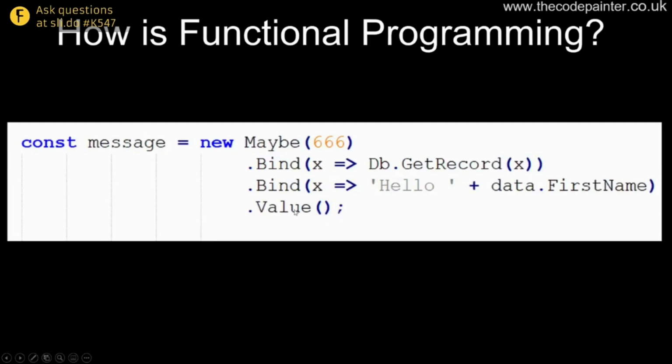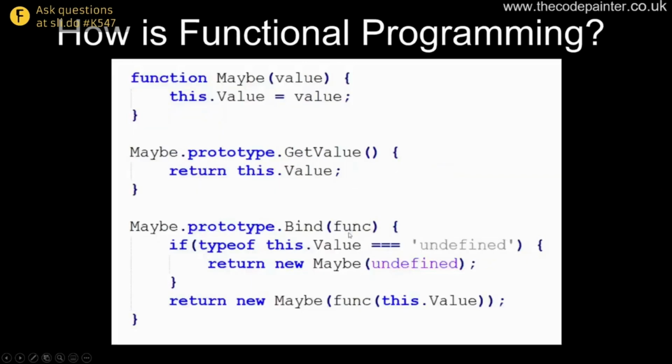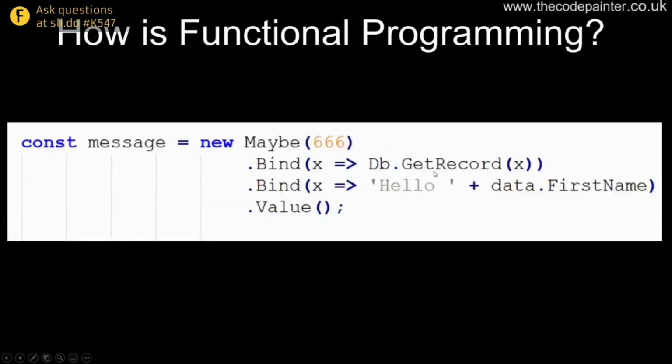But if, on the other hand, this returned nothing, then the type of this value would be undefined, and we're simply going to return our new maybe. So that means if db-get-record returned nothing, this bind will not run this function here. This function will never be run, but an undefined will be returned. So the value at the end will be undefined, and we can do something like an r.cond or whatever to decide what to do with it.